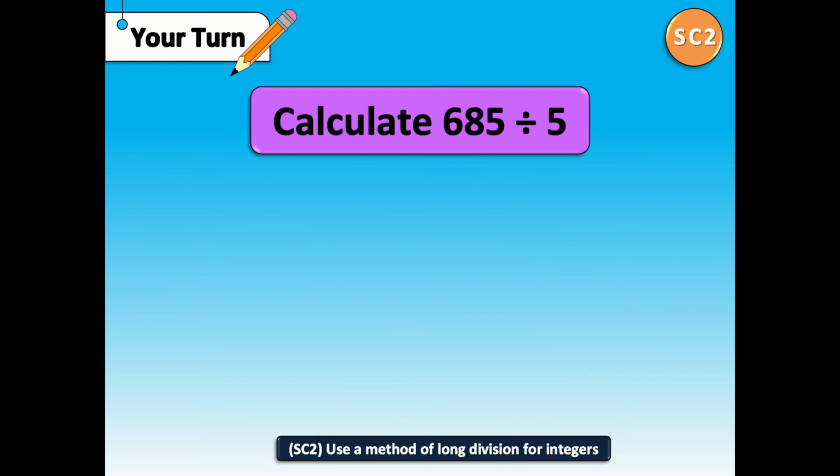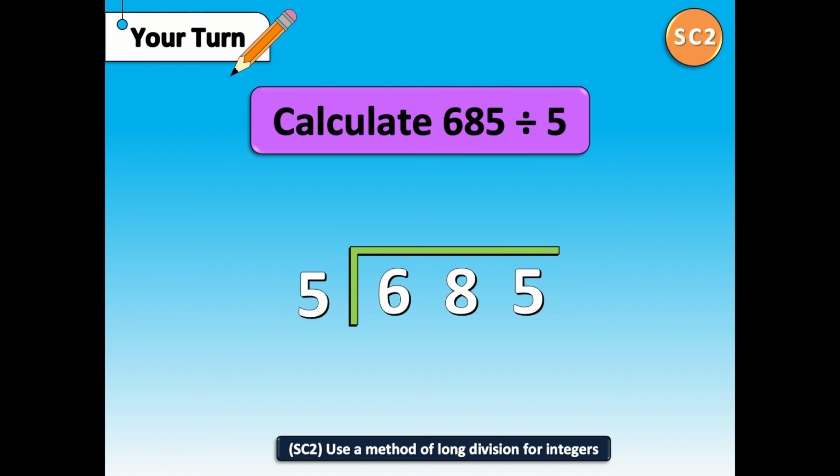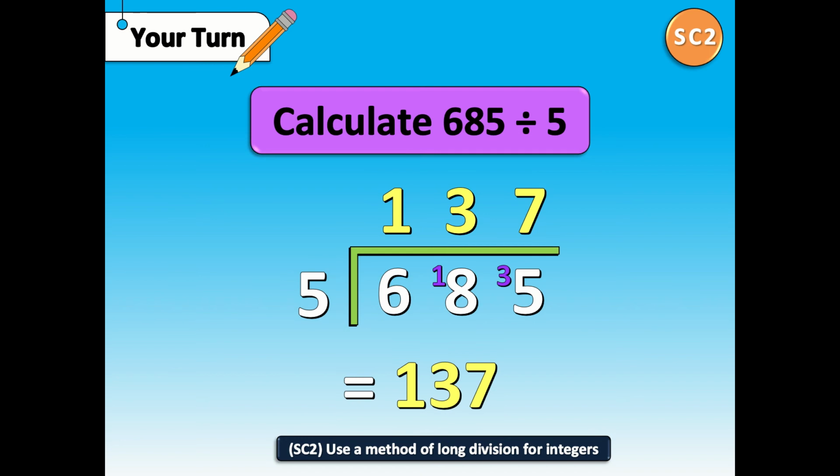Here's a question for you to have a go at. Pause the video, and when you're ready to see what you should have done, press play. So we want to work out 685 divided by 5. So we use a bus stop method. 5 into 6 goes once with 1 remainder. 5 into 18 goes 3 times but with 3 remainder. And 5 goes into 35 7 times exactly. So our answer is 137.